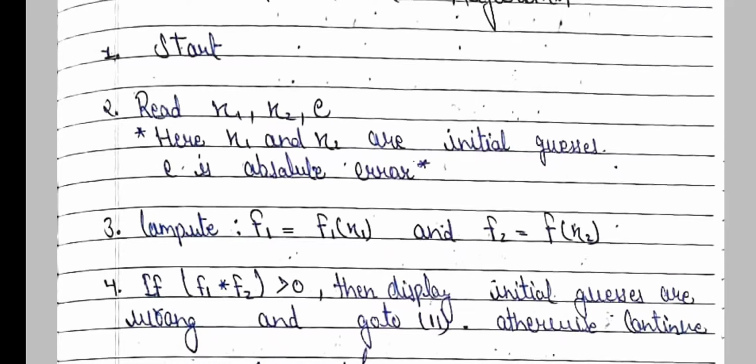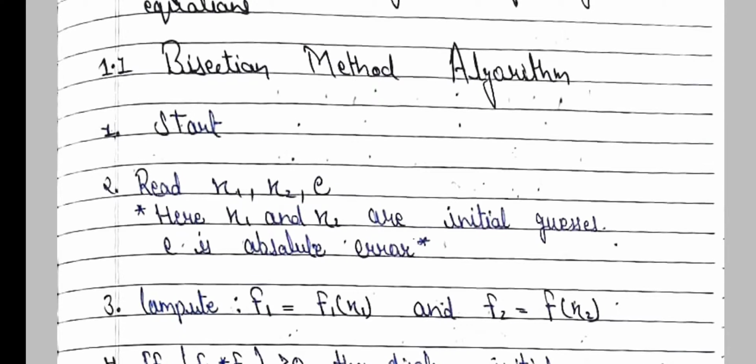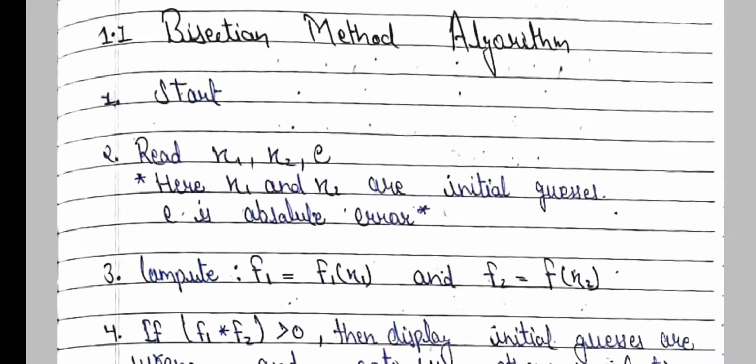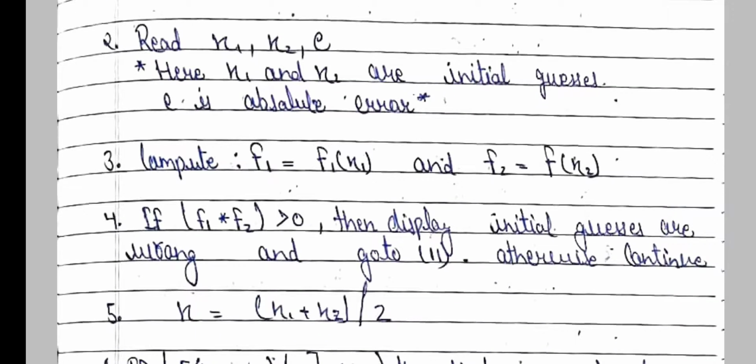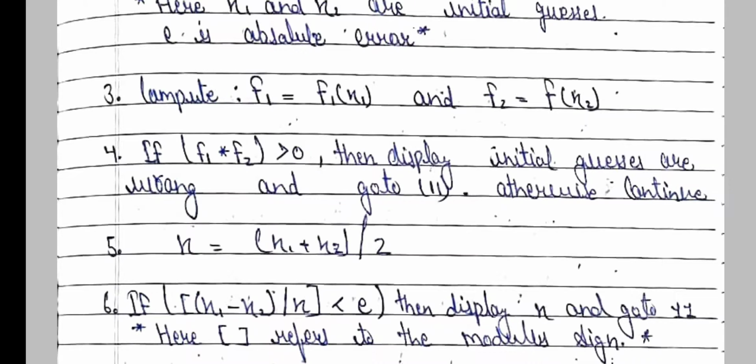Now we are going to discuss the algorithm of the bisection method. First of all, the bisection method starts. Then we have to read the values of x1, x2 and e, where x1 and x2 are two initial guesses and e is the absolute error. Then we need to compute f1 and f2. If f1 times f2 is greater than 0, then the initial guesses are wrong. Otherwise, we will continue.